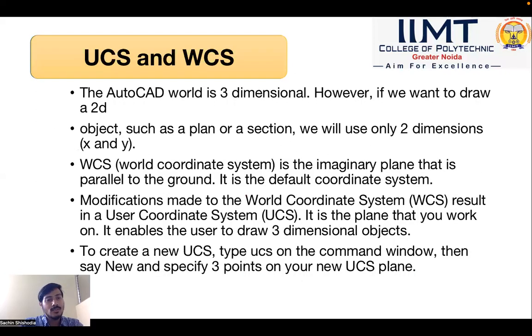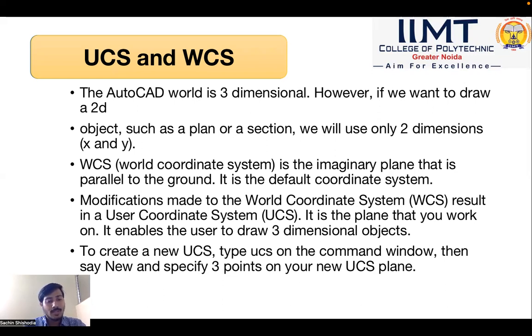Next is the UCS and WCS in detail. The AutoCAD world is three-dimensional basically. However, if we want to draw in 2D, such as a plan or section, we use only two-dimensional X and Y. The World Coordinate System is an imaginary plane that is parallel to the ground, and it is the default coordinate system we basically use in AutoCAD. Modifications made to the World Coordinate System result in the User Coordinate System, which enables users to draw three-dimensional objects.